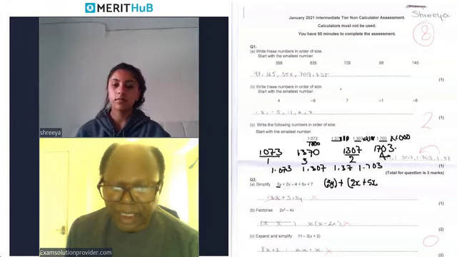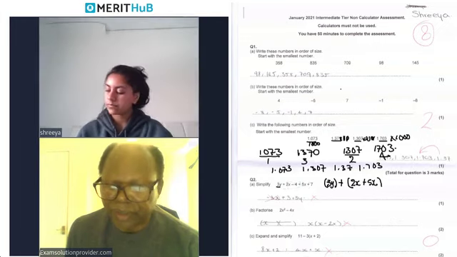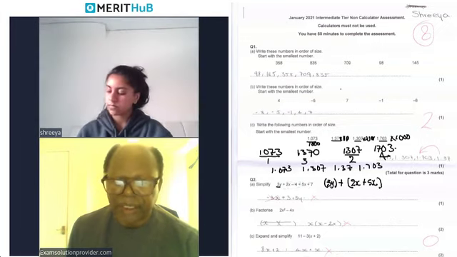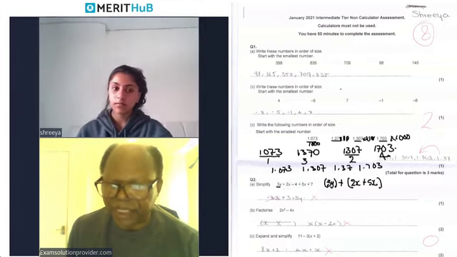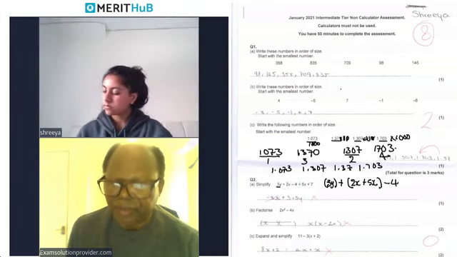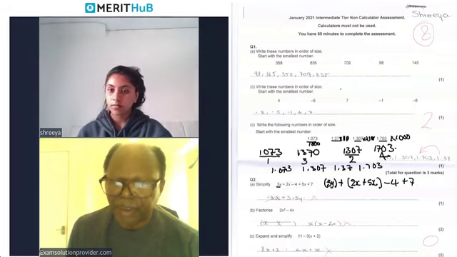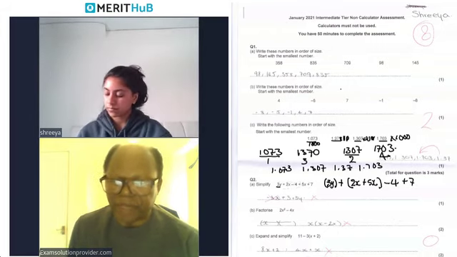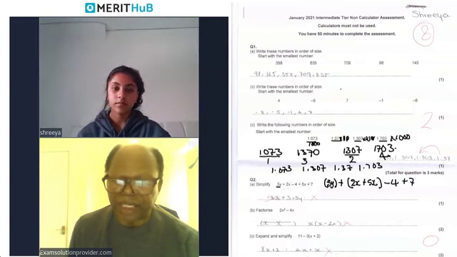Any other x's? No. So I put a bracket. The next I have is a minus 4, so I have minus 4 plus 7. So what I've done, I've put all the numbers on their own and all the letters on their own.